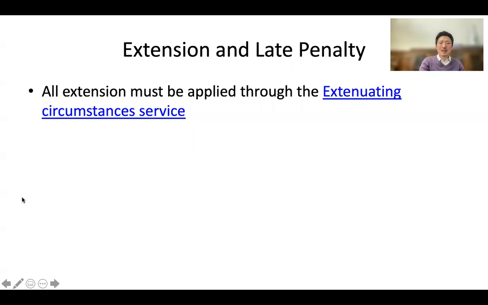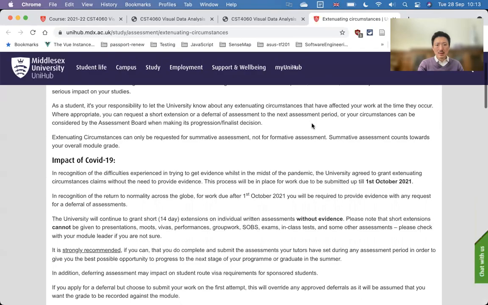In those cases, you should apply for an extension, and all extensions need to be done using the extenuating circumstances service. There's an online form you can fill out, and there's a link there. So that's the extenuating circumstances form. The information is on the university website, and there will be a link.